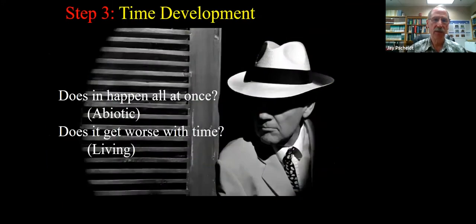Okay, so time development is the other aspect that we want to look at as well. Does it happen all at once, which is very typical of our abiotic problems, like our heat wave that we had? Everything burned pretty quickly after that. Or is it getting worse with time? Are you seeing more and more of it as the weeks, months, or years go on? That tends to indicate insect or disease or some sort of living problem as well.